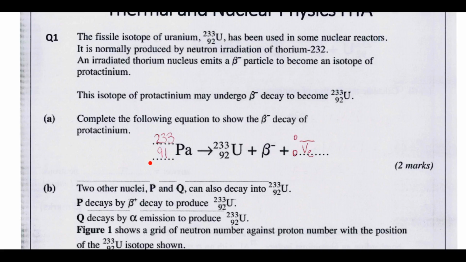But if we see to start with, we have a lepton number of 0 over here. Without the additional particle, we've got a lepton number of 1, so we need an antiparticle, and it needs to be an electron type lepton. So that's your anti-electron neutrino there, and it has no charge and it has no nucleon, so it's 0, 0.